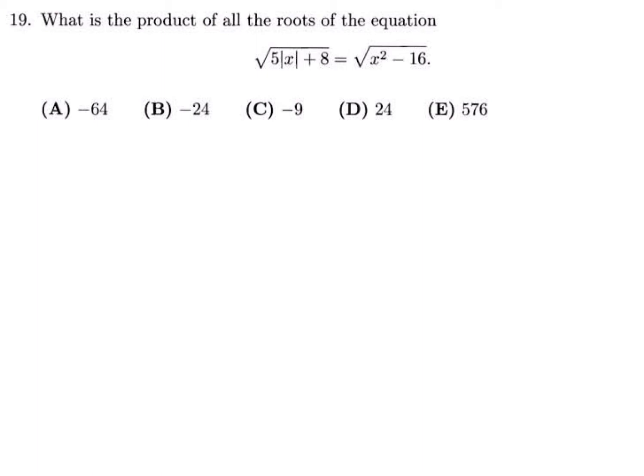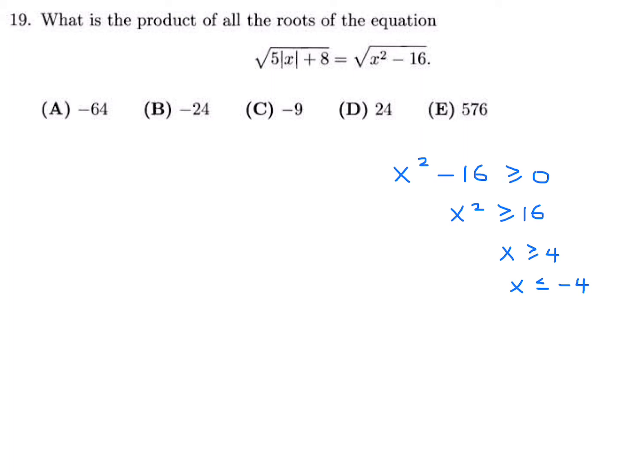What is the product of all the roots of the equation 5 absolute value of x plus 8, under the square root, is equal to x squared minus 16, under the square root? In this equation, keep in mind that anything under the square root sign has to be greater than or equal to 0, otherwise it's undefined. So x squared minus 16 must be greater than or equal to 0. And that's true if x squared is greater than or equal to 16. So that means x is either greater than or equal to 4, or x is less than or equal to negative 4. So for each of these scenarios, we will figure out what is the root of that.